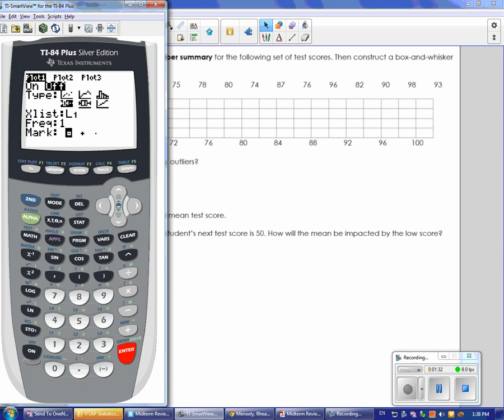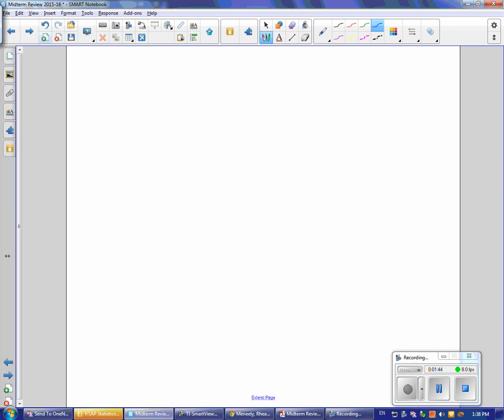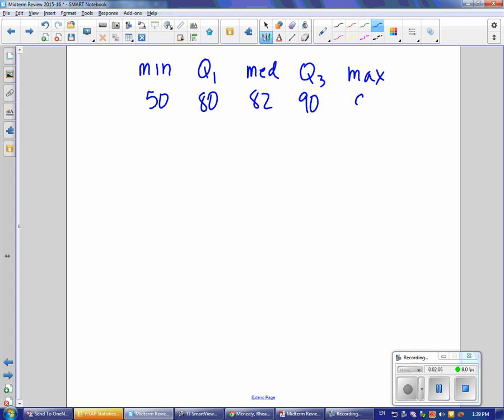What I didn't put on here was an example of what to do if you are just given the 5-number summary and asked if there are any outliers. So I'm going to give you an example of what that might look like. Suppose I give you a 5-number summary. That's the min, the Q1, the median, the Q3, and the max. Let's say my min is 50. Let's say my Q1 is 80. Let's say my median is 82. Let's do a Q3 of 90 and a max of 95.